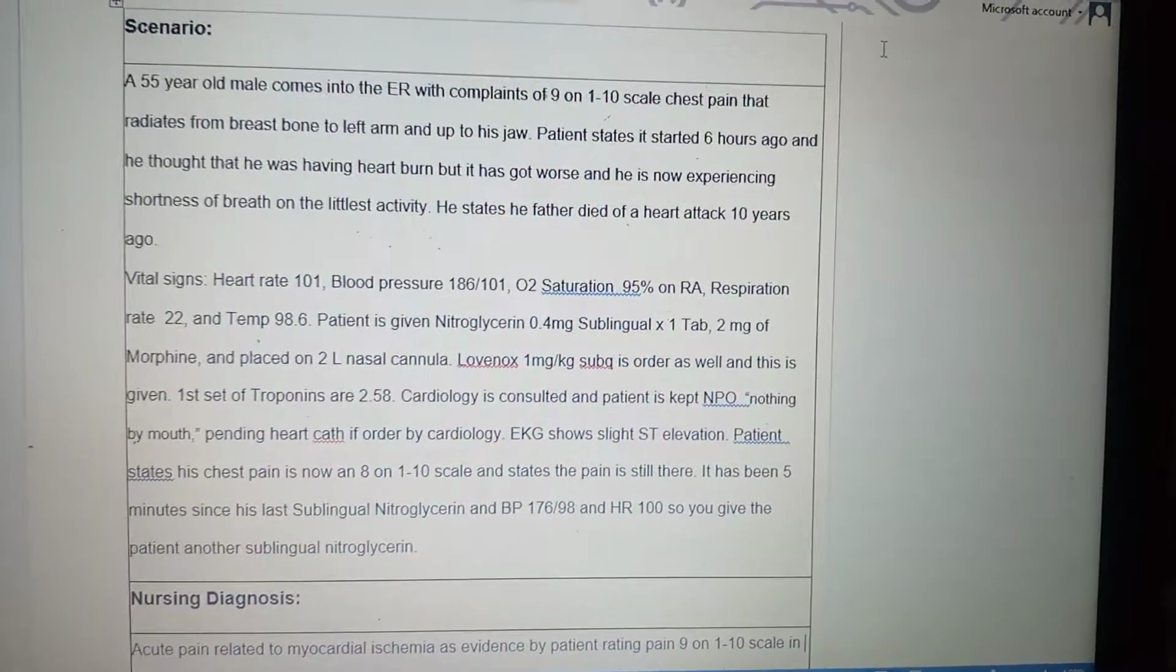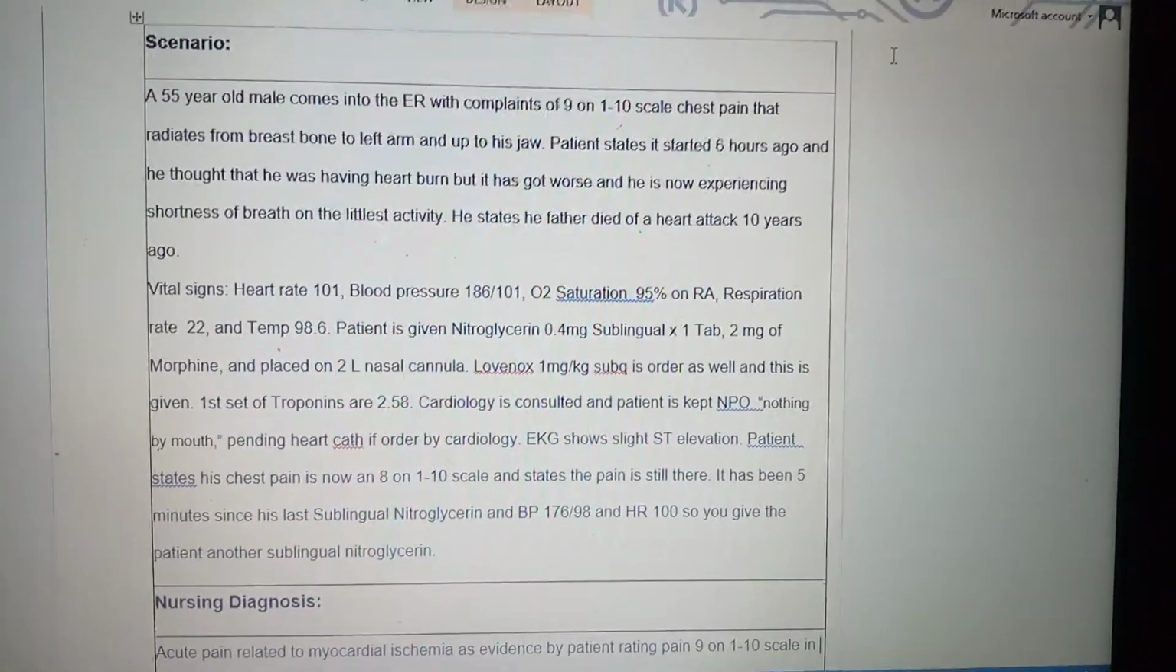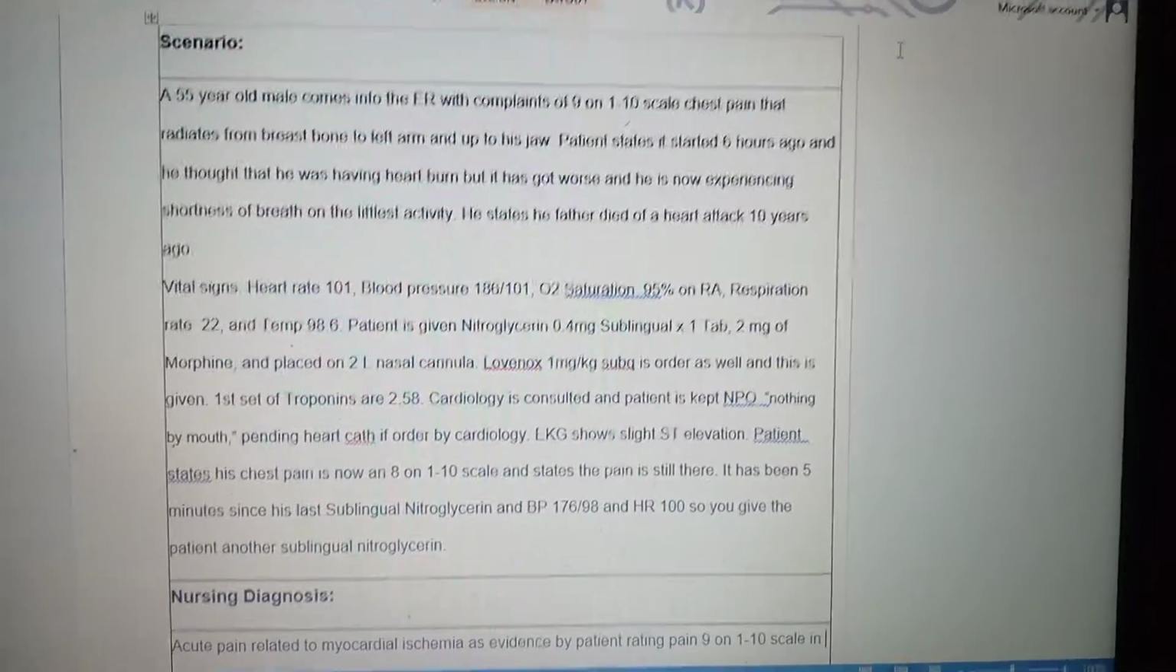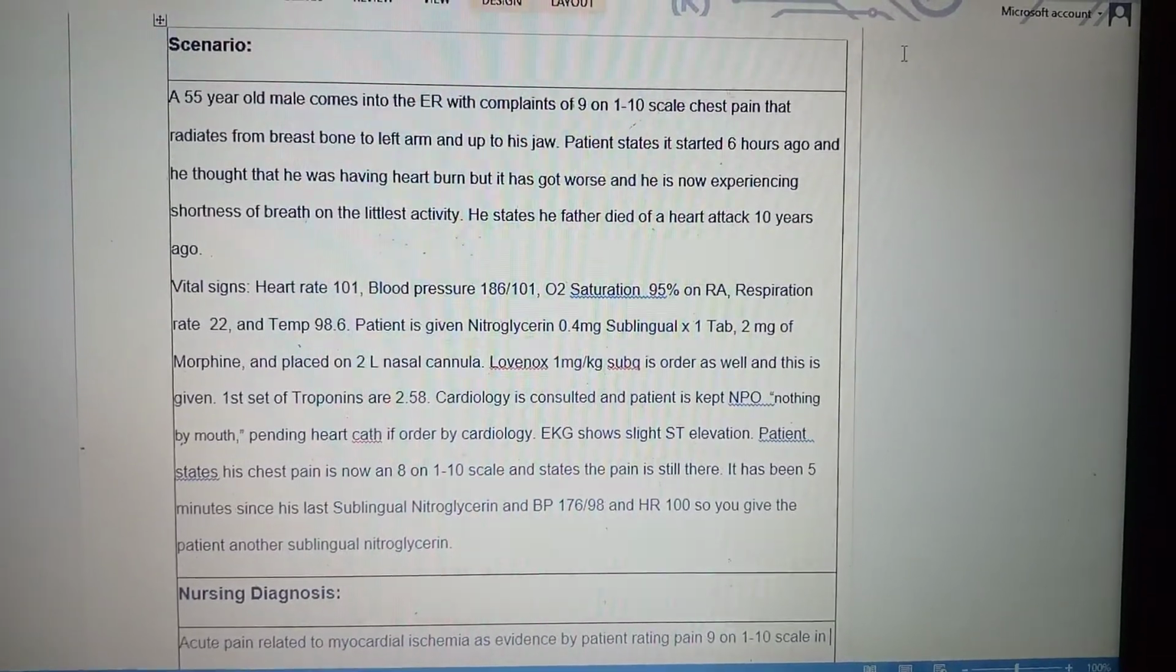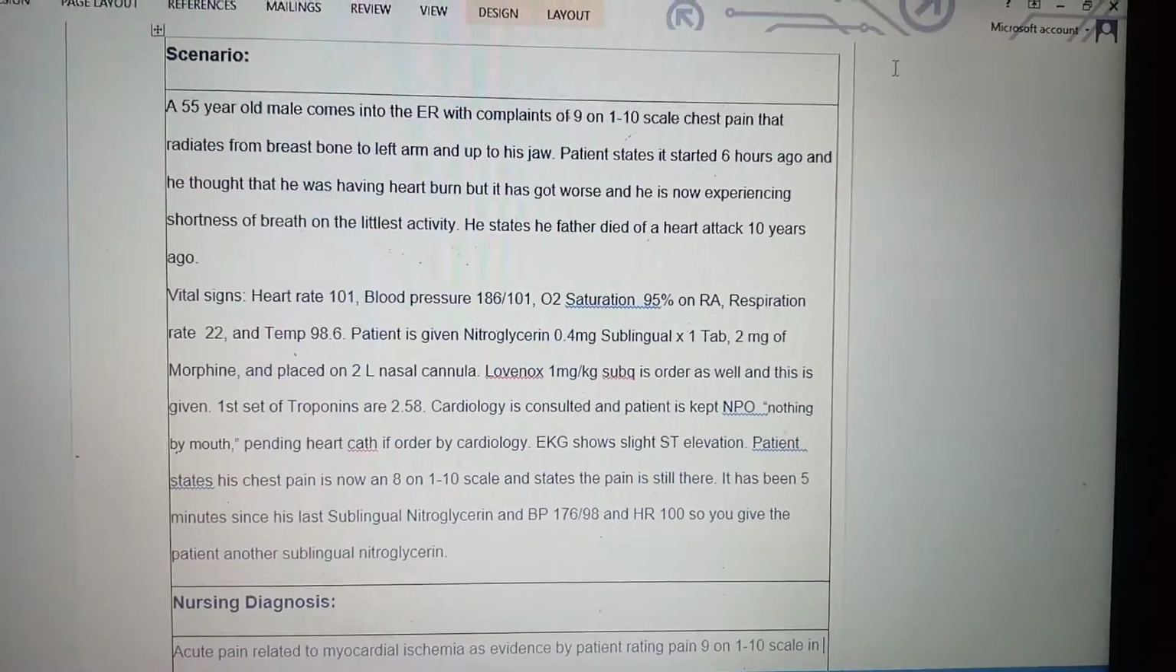I'm going to talk about composing and filling the care plan for patients with cardiac and peripheral vascular disorders. We're going to take a look at a scenario.